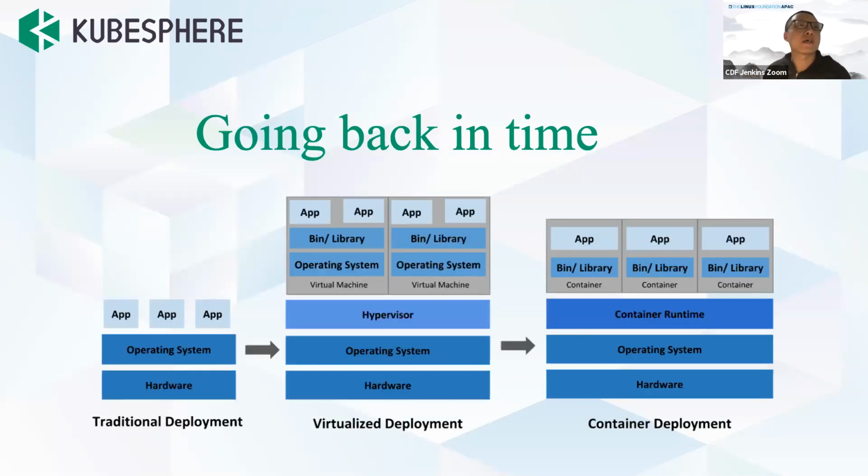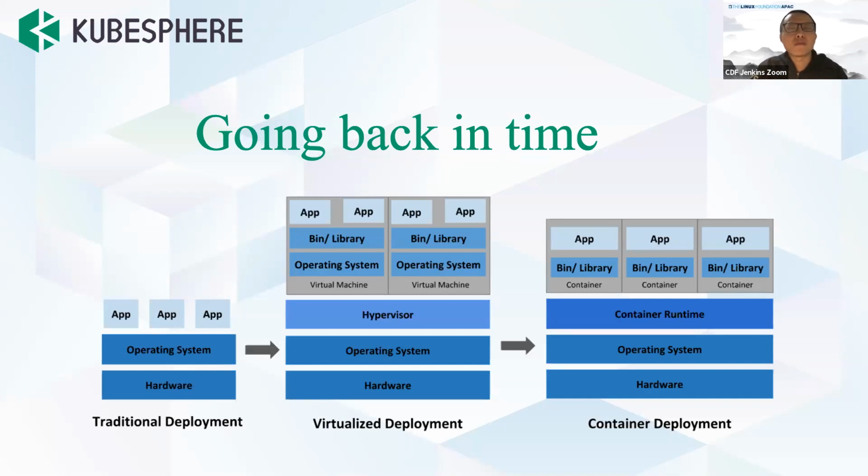Okay, let's go back in time. In traditional development, we develop the application and deploy it on the operating system. As we know, there are a lot of different operating systems. They have a lot of differences between each other, such as different kernel versions and different software package management.